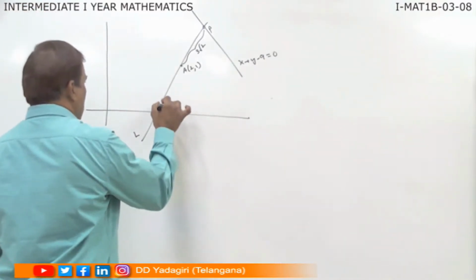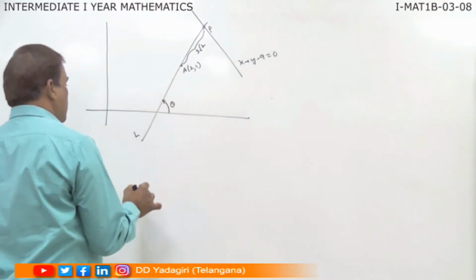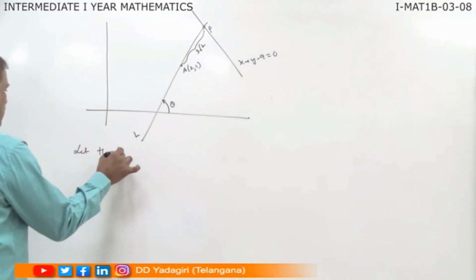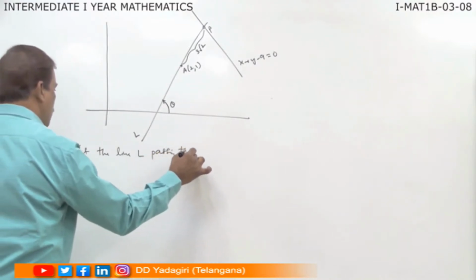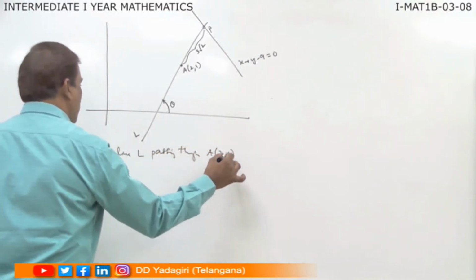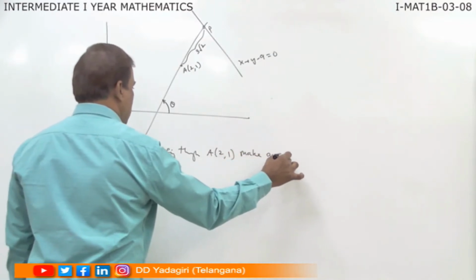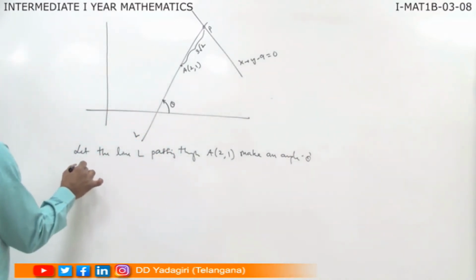Okay. Now let's say the line L makes an angle theta. Let the line L passing through A(2, 1) make an angle theta with the positive direction of x-axis.